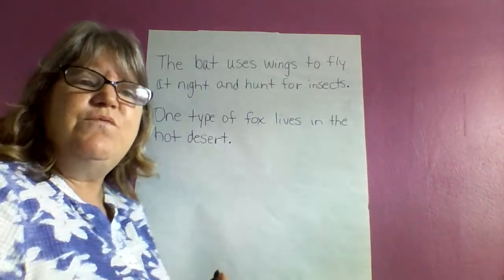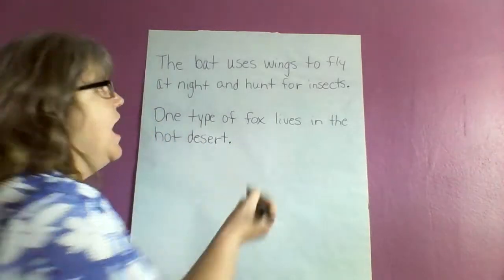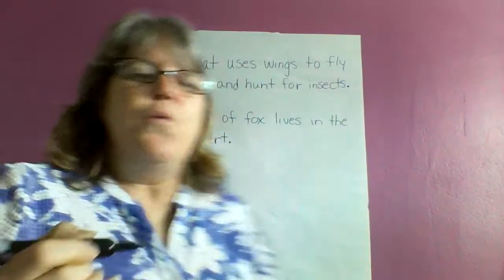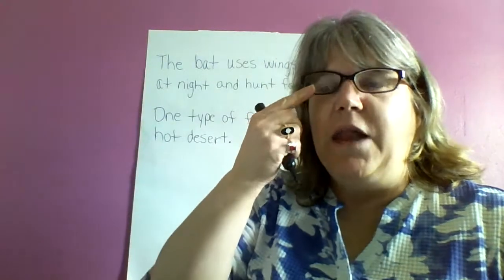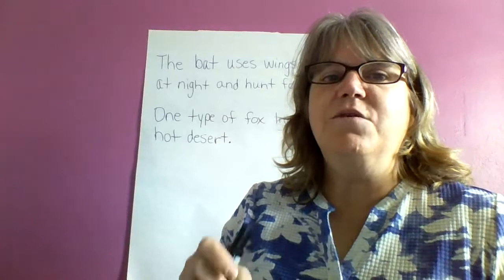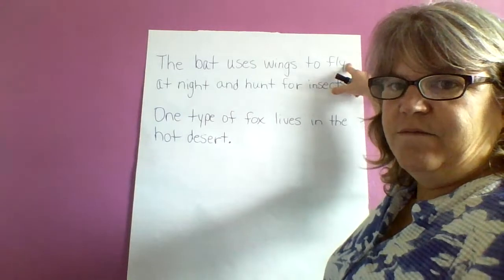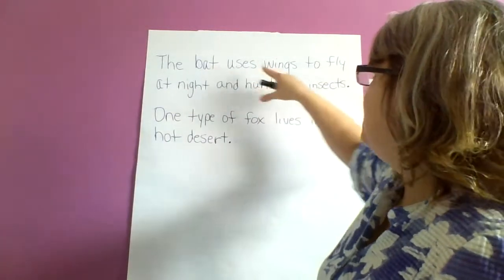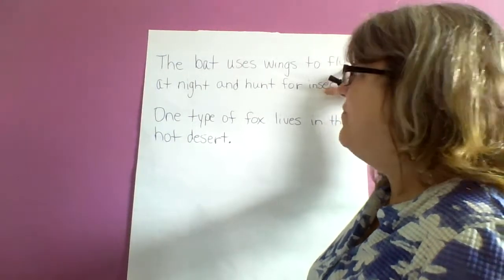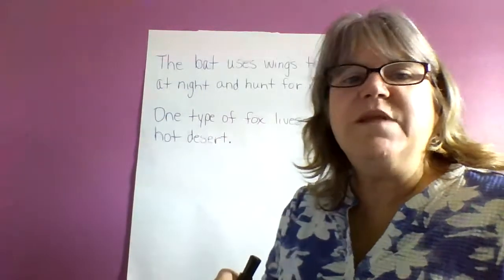Now, I want to just review something really quick with you. Sometimes when I see writing, I will see a period at the end of every single line. Okay? We don't put periods at the end of a line. We put this period at the end of a sentence. So remember that. The sentence isn't over here. So if I say the bat uses wings to fly, period, that is a sentence. And it makes sense. But then I have at night and hunts for insects. That's not a complete sentence.